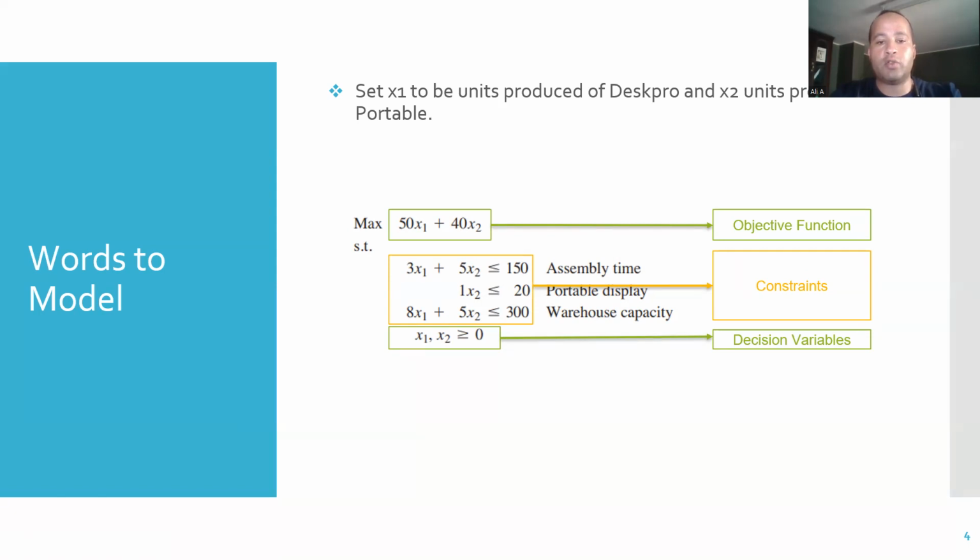8x1 plus 5x2 is the space each product takes, which must be less than or equal to 300. Finally, we set the direction of the search algorithm or solution space to be positive for both decision variables.